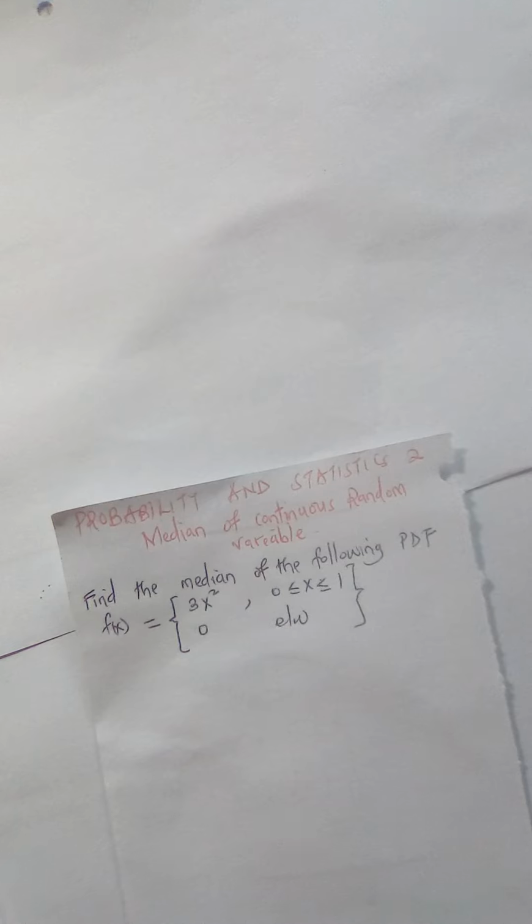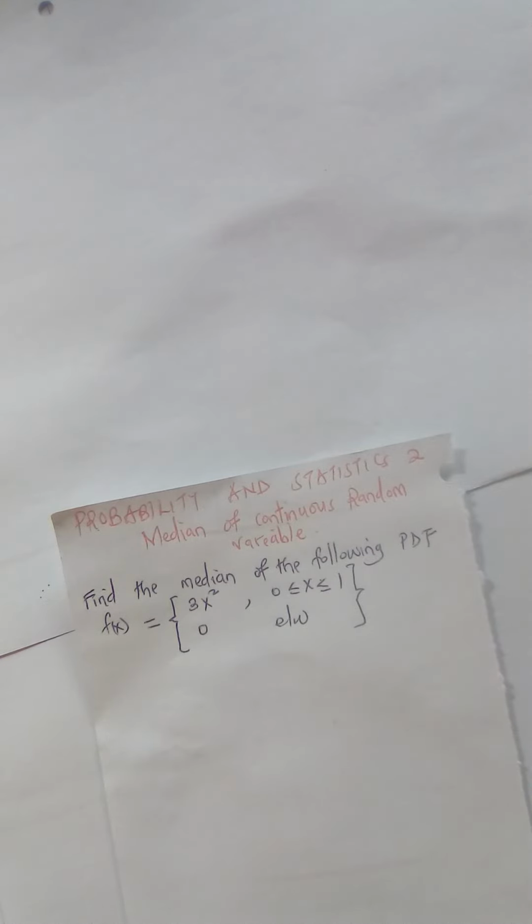Today, I have an amazing lesson concerning probability and statistics 2. Specifically, I want to cover three major areas. That is, how to get the median of a continuous random variable. Then, after that, we shall look at how to get the upper and lower quartiles of the same continuous random variable. And lastly, we shall look at how to get the median of a discrete random variable. Now, to begin, I want us to consider the above equation.